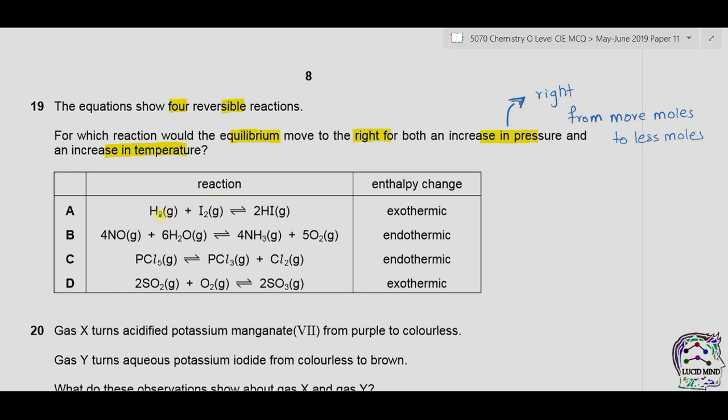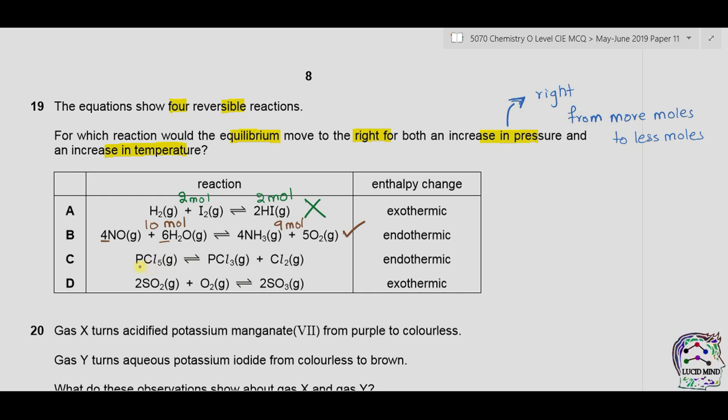Let's find the number of moles. In A, we have 2 reactants, each having 1 mole. So in total we have 2 moles of reactant, which forms 2 moles of product. As the moles of reactant equal the moles of product, an increase in pressure would have no effect on the equilibrium. So A is incorrect. In B, we have 4 plus 6, 10 moles on the reactant side, and 4 plus 5, 9 moles on the product side. So increase in pressure will move the reaction in the forward direction, from more number of moles to less number of moles. So this is true for increase in pressure.